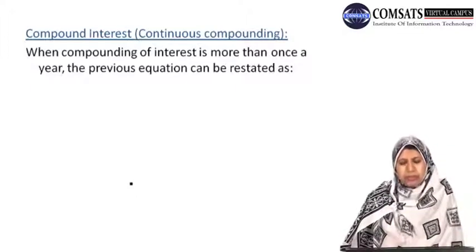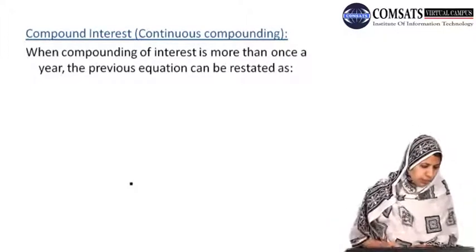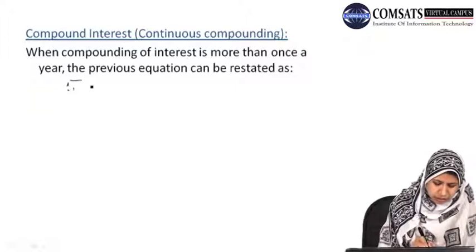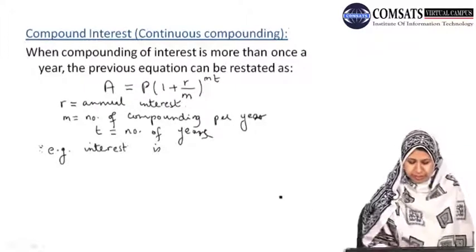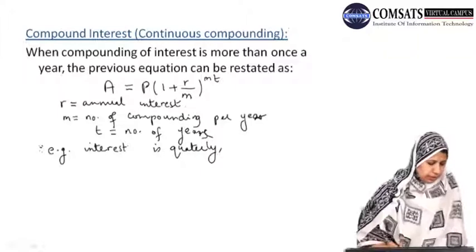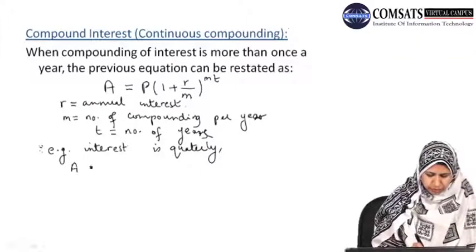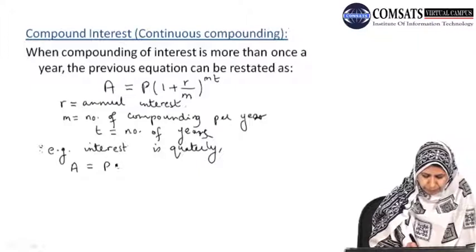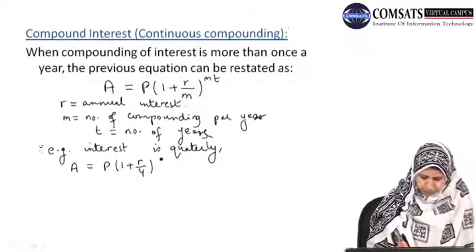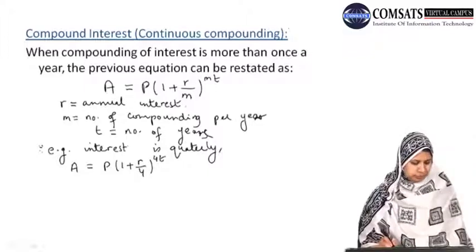That is, when the compounding of interest is more than once a year, then the previous equation can be rewritten as, if A is the amount, for example, if interest is quarterly, then the amount A will be equal to P into (1 plus R by 4) to the power 4T.